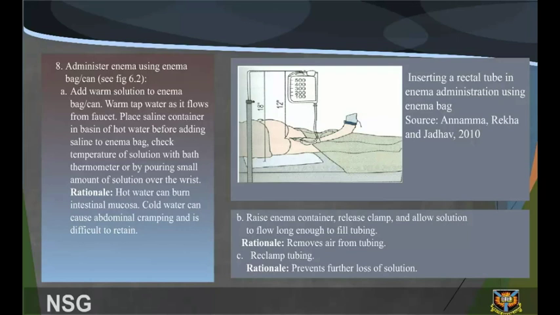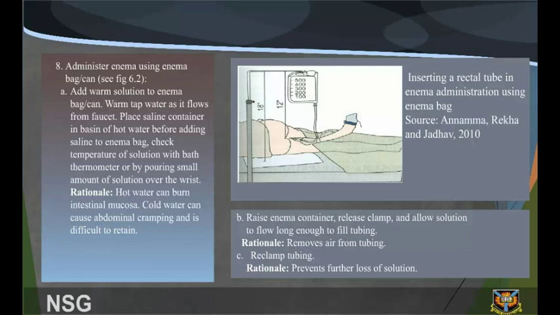Administer enema using enema bag. Add warm solution to enema bag can. Warm tap water as it flows from faucet. Place saline container in basin of hot water before adding saline to enema bag. Check temperature of solution with bath thermometer or by pouring small amount of solution over the wrist. Hot water can burn intestinal mucosa. Cold water can cause abdominal cramping and is difficult to retain.